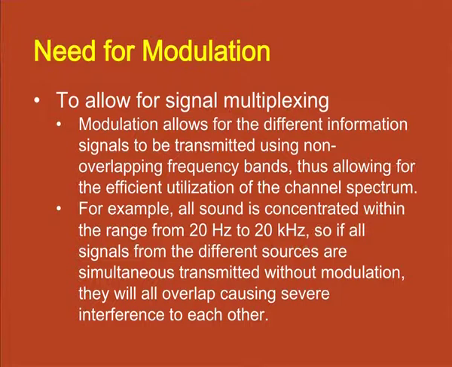Signal multiplexing allows different information signals to be transmitted using non-overlapping frequency bands, thus allowing efficient utilization of the channel spectrum. For example, if we look at transmission of voice signals received from various information sources, if we transmit them without modulation, then all these signals will overlap. But by selecting proper carrier frequencies and using modulation, we can transmit them so that the spectral occupancies of different information sources are non-overlapping, without causing any degradation to each other.